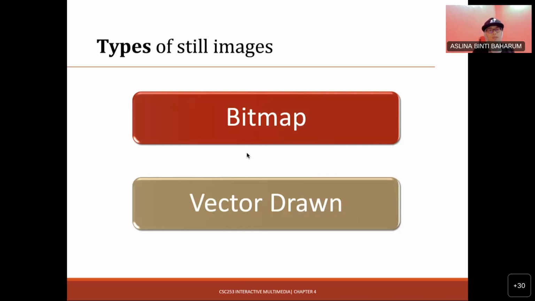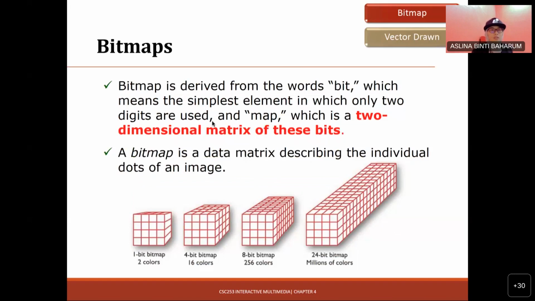Mostly vector is for the drawing, focusing on the drawing part. Bitmap is to save the high resolution photo. Later on we will go through them one by one in more detail. So let's look at bitmap first.